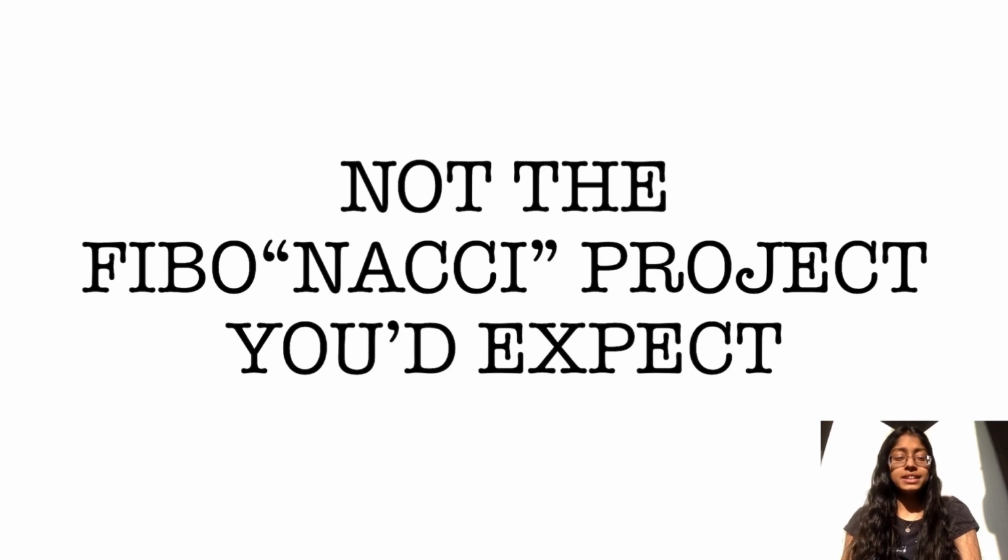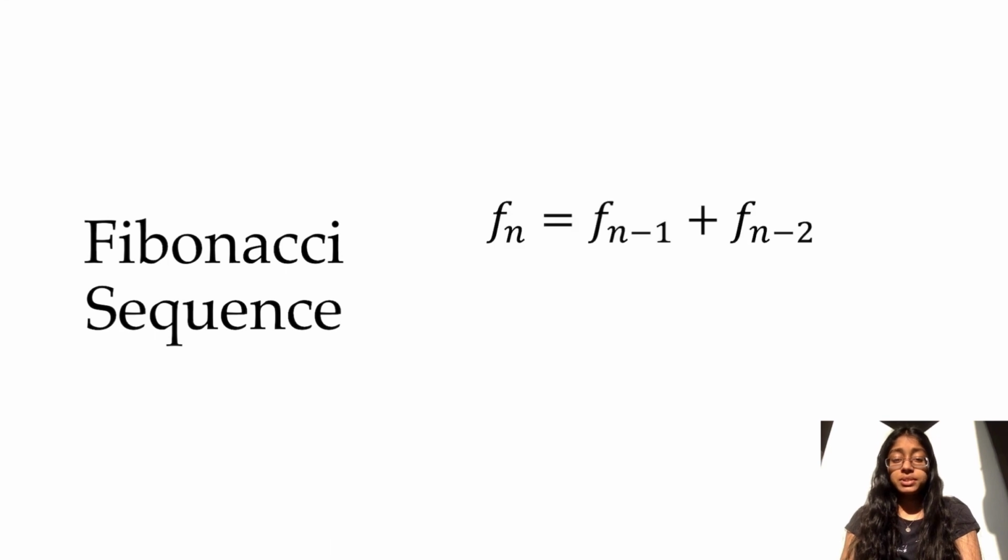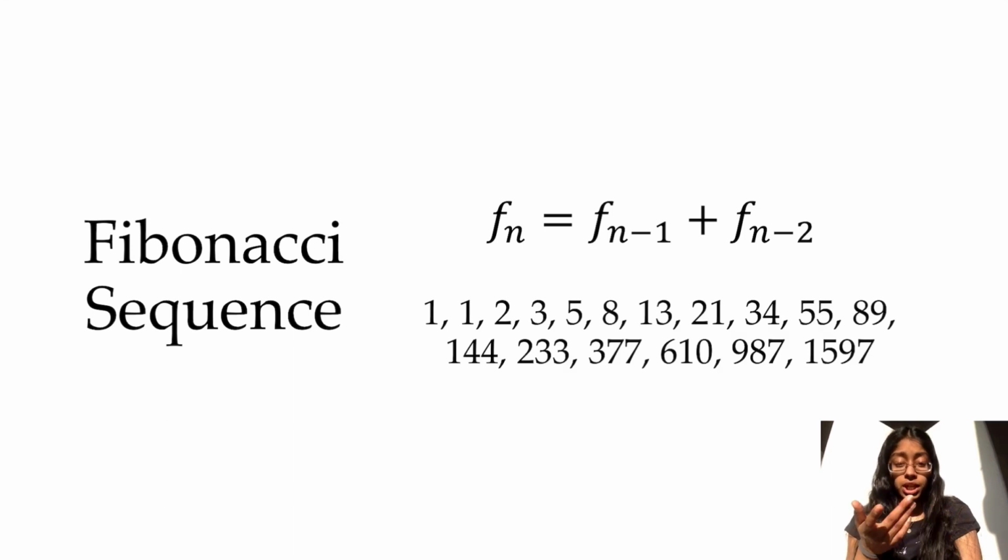I'm Harshita, and this is not the Fibonacci project you'd expect. The Fibonacci sequence has a basic rule, where the sum of the previous two numbers add up to the next term. It starts off with 1 and 1, which adds to 2, then 2 and 1, which adds to 3. Wait, but I promised you a project that you wouldn't expect, so let's just get to the good stuff.